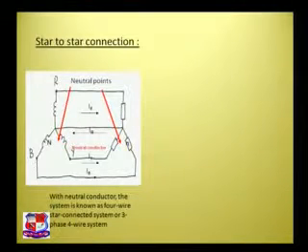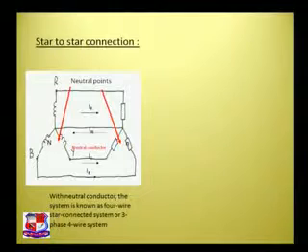What is the significance of these points, and the other phase and line, will come in the next slide. But what is the importance of the neutral? With the neutral conductor, the system is known as a 4-wire star connected system, or the 3-phase 4-wire system.